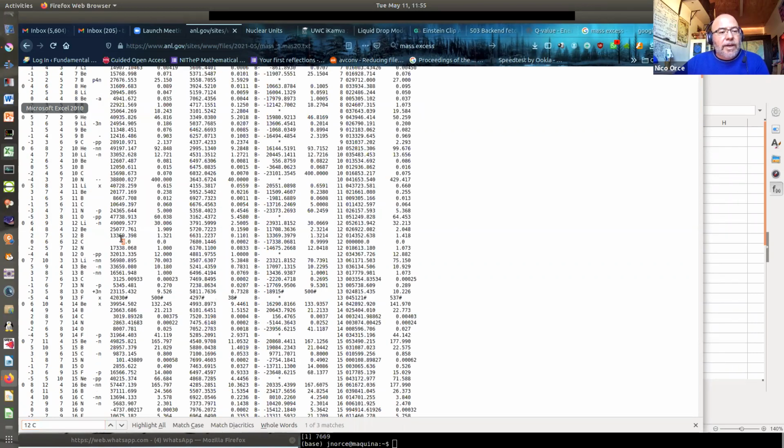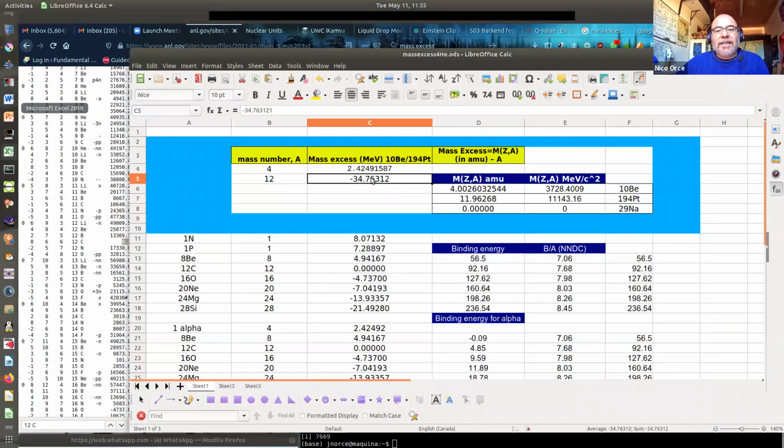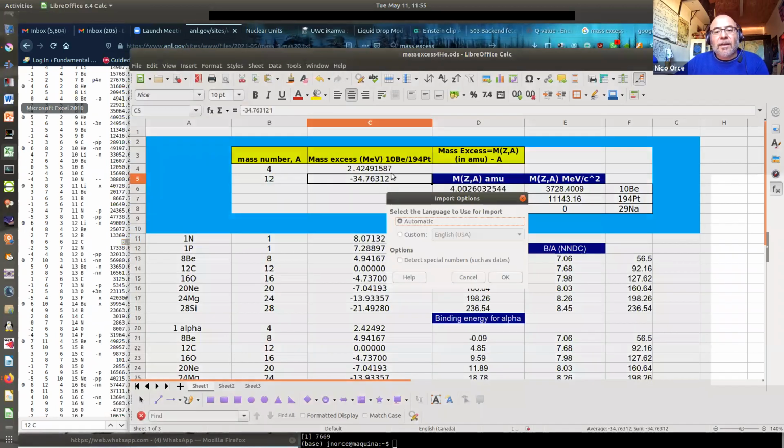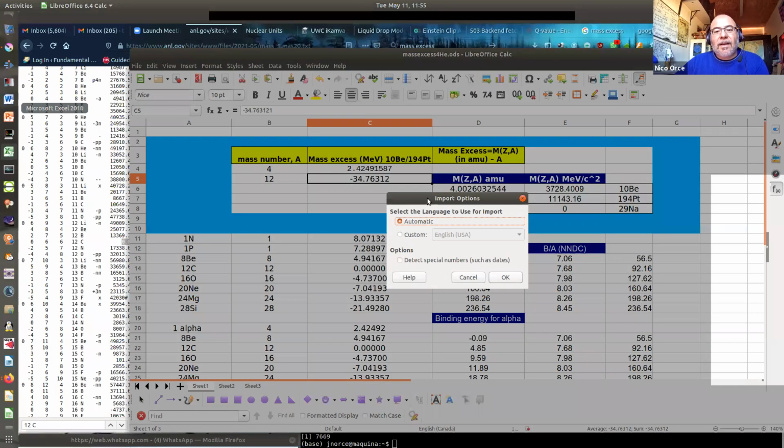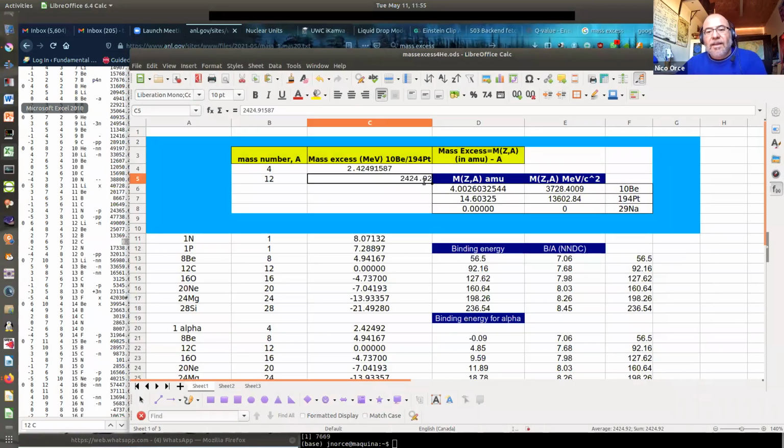And you can see 0 here. This is the definition. Mass excess is 0. This is the definition of masses. So the atomic mass unit of carbon is exactly 12.